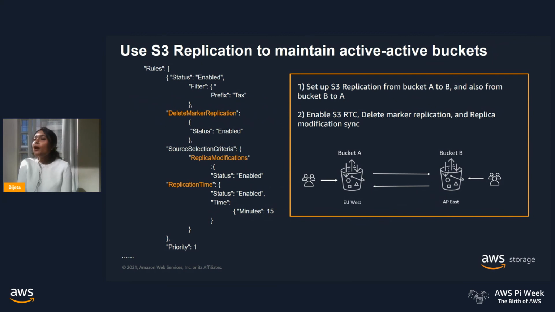Here on the left is an example of a replication configuration that you can use to maintain two active buckets, where users are reading and writing to both regions, EU West and AP East, and both buckets are acting as the primary. You'll see here how the customer is using this replication rule to replicate data bidirectionally between these two buckets. The two-way replication rules keep the objects and object metadata in sync between the two regions. Take a look at the left-hand side of my screen, and you'll see how we have highlighted a few options in the replication configuration: delete marker replication, replica modification sync, as well as replication time control.